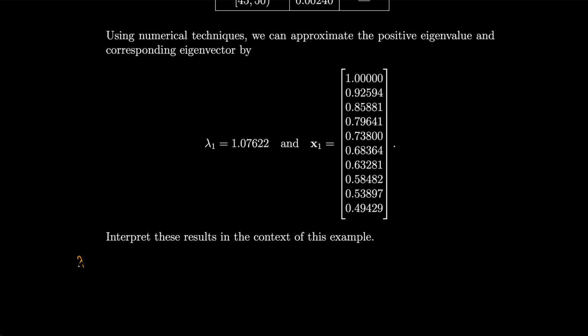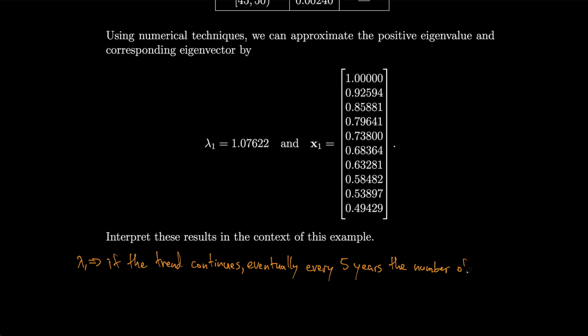So the lambda 1 tells us that if the trend continues, eventually, every 5 years, the number of women would increase by 7.622%, because lambda 1 is 1.07622, and it's multiplying each of the x's.